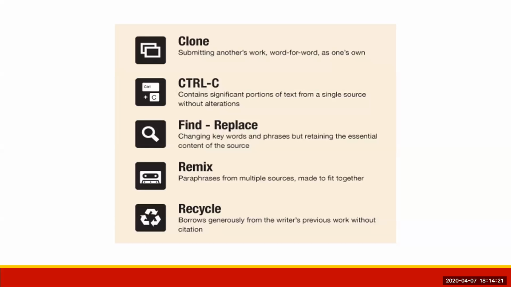There's also this idea of remixing, which is paraphrasing from multiple sources and fitting it together. So say you have 3 great sources on The Great Gatsby, and then you decide, I like this idea from this source, this idea from this source, and this idea from this source. If you don't paraphrase those or quote them, but you just throw them into a paragraph and you don't cite them, that's considered plagiarism, even if the ideas are coming from different sources. It's still considered plagiarism. There's also the act of recycling, which borrows generously from the writer's previous work without citation.